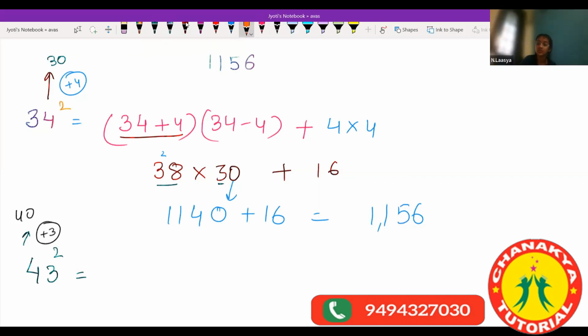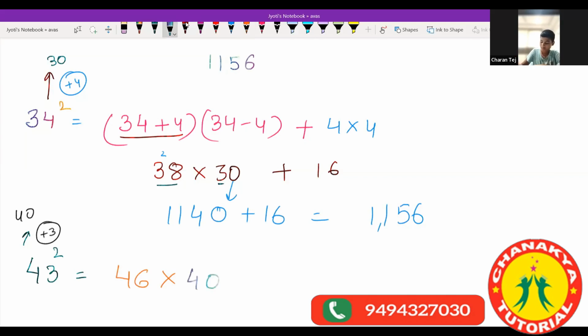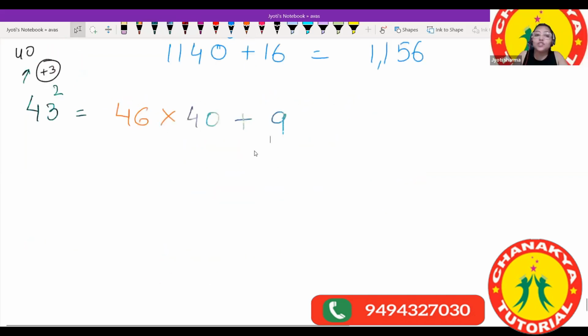43. 43 plus 3? 46. Multiplied by 43 minus 3? 40. Plus 3 into 3? 9. The answer is 1849. Okay, let's check. 46 multiplied by 4: 6 4s are 24, 2 carry over. 4 4s are 16, plus 2, 18.